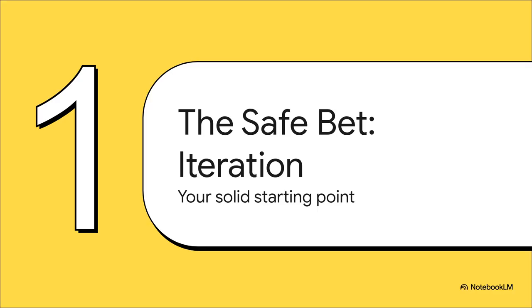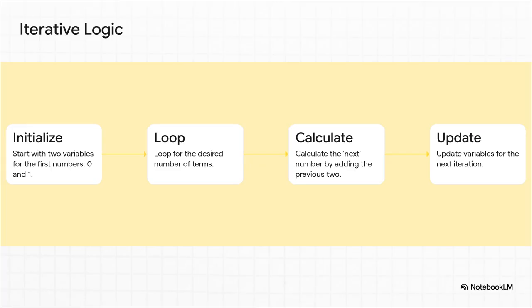Your first and, honestly, your best move is to start with the most solid and efficient approach out there. Iteration. Think of this as your foundation. It shows the interviewer right off the bat that you can deliver a practical solution that just works. The logic behind this is beautifully simple. You kick things off with two variables, a 0 and a 1. Then you fire up a loop. Inside that loop, you calculate the next number, you shuffle your variables to get ready for the next round, and you just repeat. It's a clean, step-by-step process.